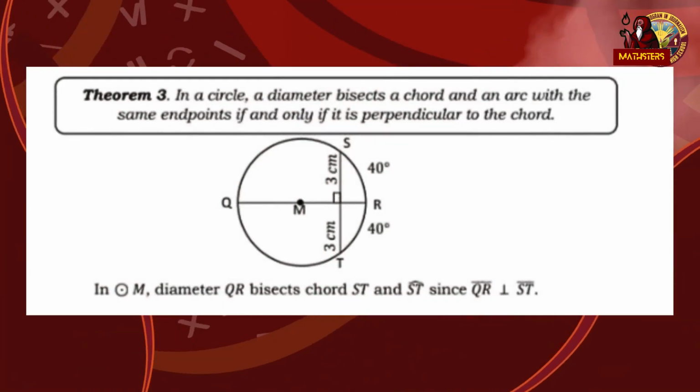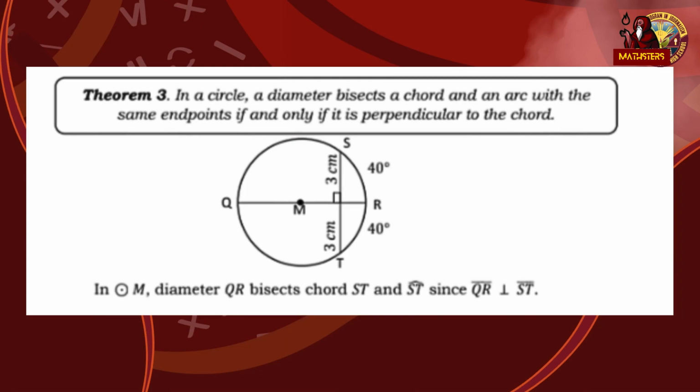Next, Theorem 3 says that in a circle, a diameter bisects a chord and an arc with the same endpoints if and only if it is perpendicular to the chord. For a much more concrete example, we have circle M with diameter QR bisecting chord ST and arc ST, since diameter QR is perpendicular to chord ST.